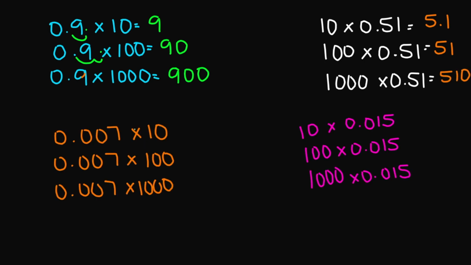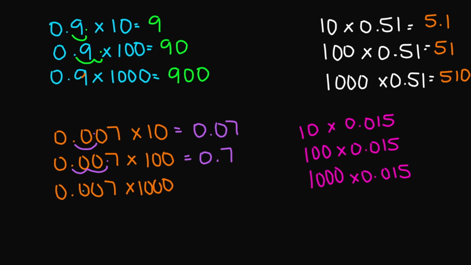All right, so let's look at these examples here. 0.007 times 10. This is going to give me 0.07. I move my decimal 1 place to the right, and that's my answer here. Next, I'm going to move my decimal 2 places to the right because I'm multiplying my factor by 100. So 1, 2, it puts me right here between the 0 and the 7. So this is going to be 0.7.